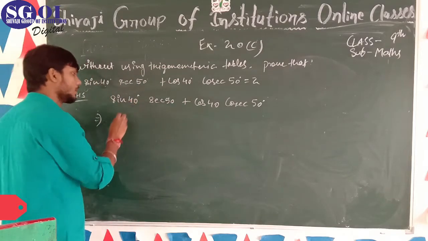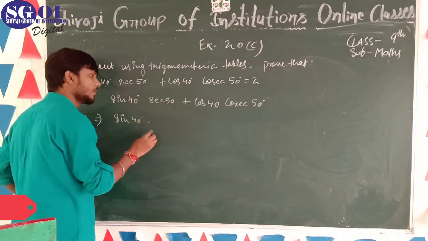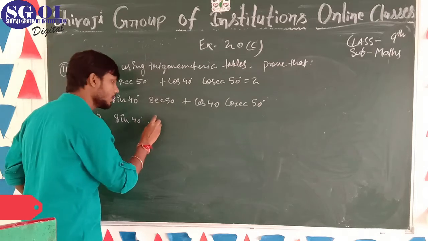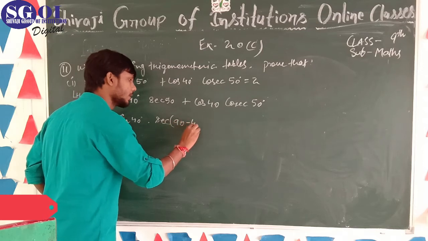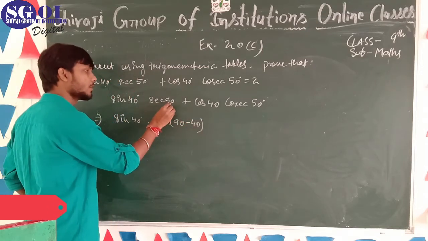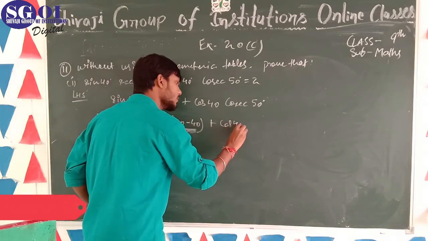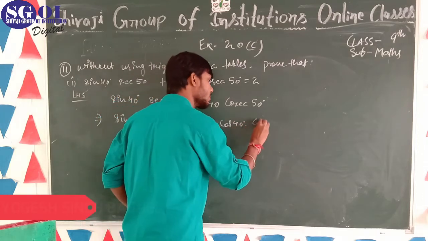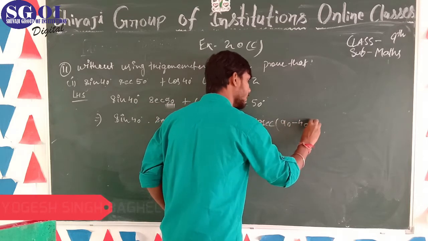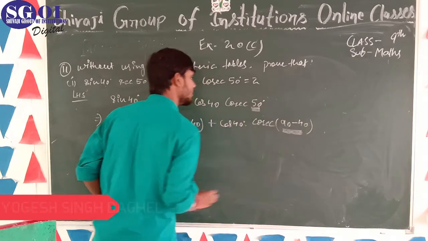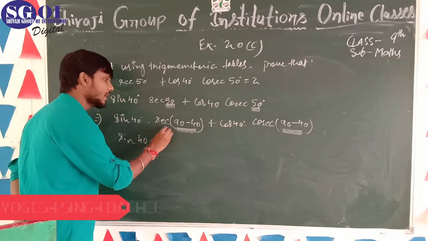Now sin 40 degree sec 50 degree, what can we write for sec 50 degree? We can write sec 50 degree as sec 90 minus 40, because in place of 50 we can write 90 minus 40. Similarly, in cos 40 degree cosec 50 degree, in place of 50 we can write 90 minus 40. Okay, friends. So the next step is sin 40 degree sec 90 minus theta.